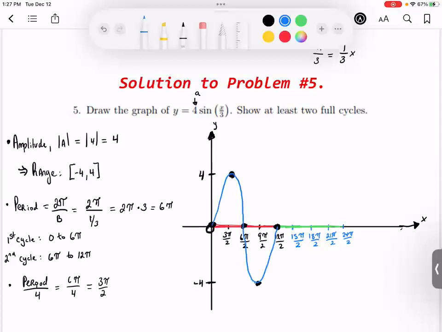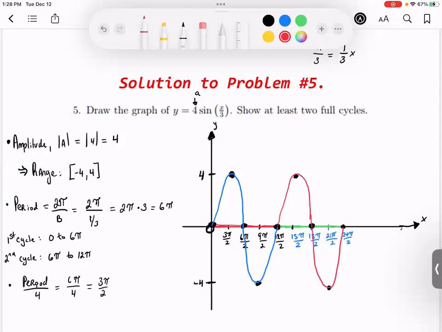So that's my first cycle. Now I just repeat the process. We start with an intercept at 12 pi over 2, or 6 pi. At 15 pi over 2, we're going to have a maximum again. At 18 pi over 2, it's an intercept. At 21 pi over 2, it's a minimum. And then at 24 pi over 2, it's an intercept. And now you connect the second set of points with another smooth curve, at least what I'm trying to do here, and you get your second cycle.